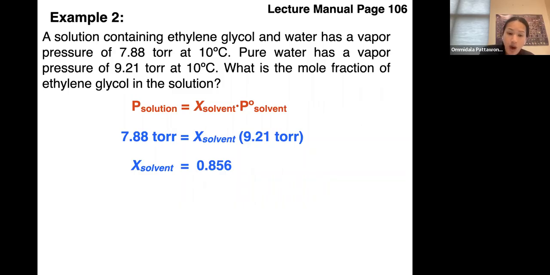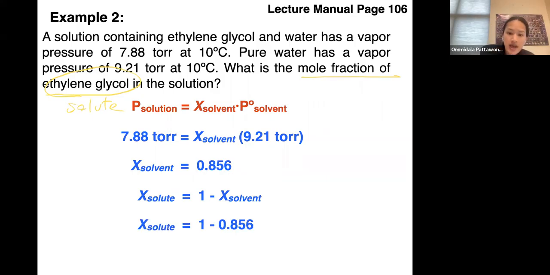Okay, so this is incorrect. Why? Well, it's asking for mole fraction of the solute, right? This is solute, not the solvent. So that means in this case, there would be one more step that you will need to take. In order to find out mole fraction of the solute, you are going to have to subtract that from 1. So subtract mole fraction of the solvent from 1, you are going to get 0.144.